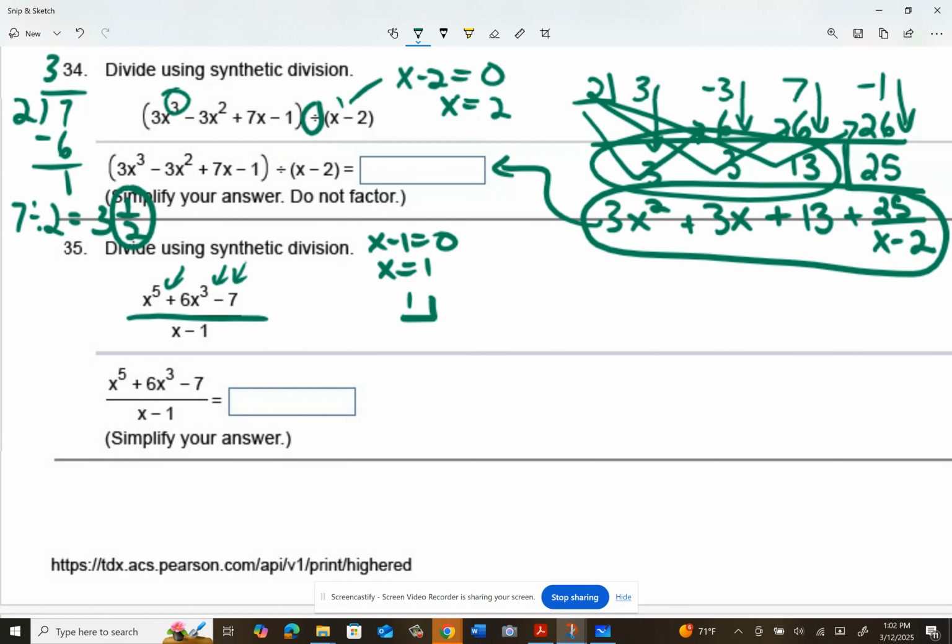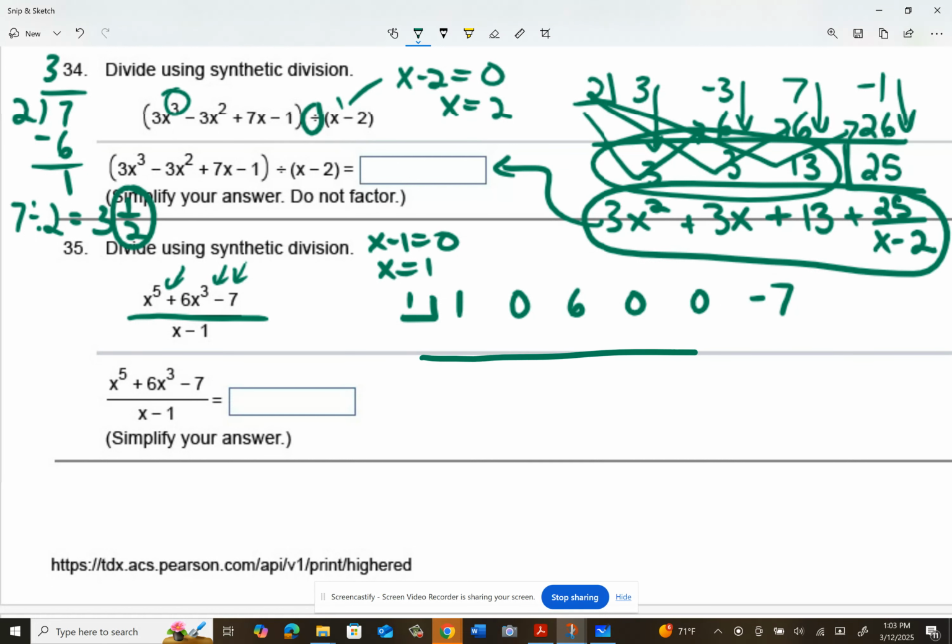So the coefficient on x to the 5th is 1. Then the coefficient on x to the 4th is 0. On x to the 3rd is there, and the coefficient of it is 6. There's no x to the 2nd, so its coefficient was 0. There's no x, so its coefficient was 0, and then we have a constant. So this one had a lot of missing terms. You need to be sure to put in those placeholders. Then leave a space and draw your horizontal line.